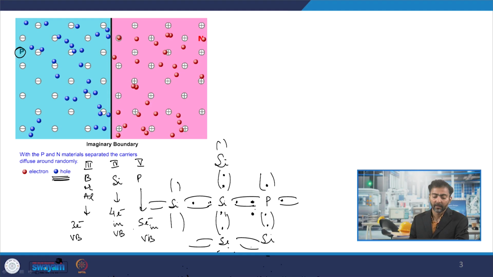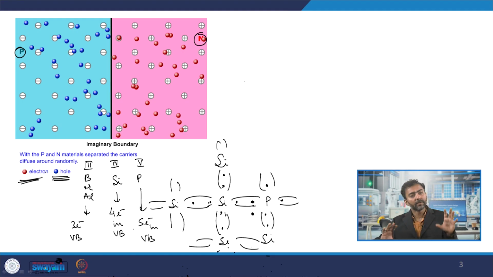around freely. So again, if I dope it with a fifth group element like phosphorus, for every atom which I dope, I get one excess electron, and because electrons are negatively charged, there is an excess negative charge, and we call this an n-type semiconductor, shown here in pink color. So these n-type semiconductors have excess electrons. Those extra pink colored balls floating around in this pink material are the excess electrons. That is how we do doping and create p-type and n-type semiconductors.